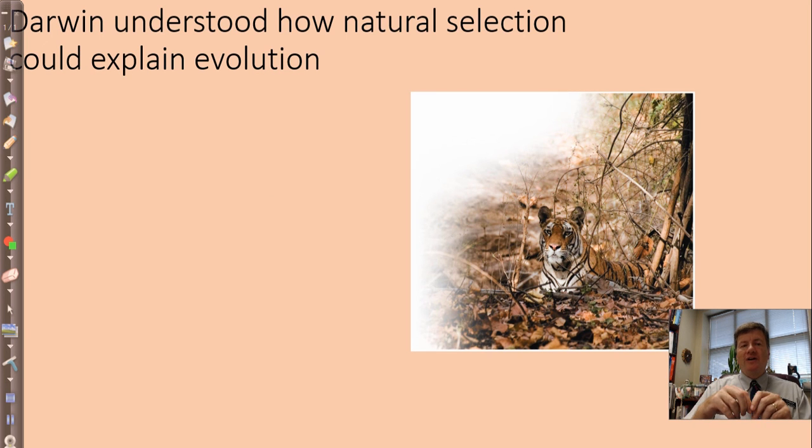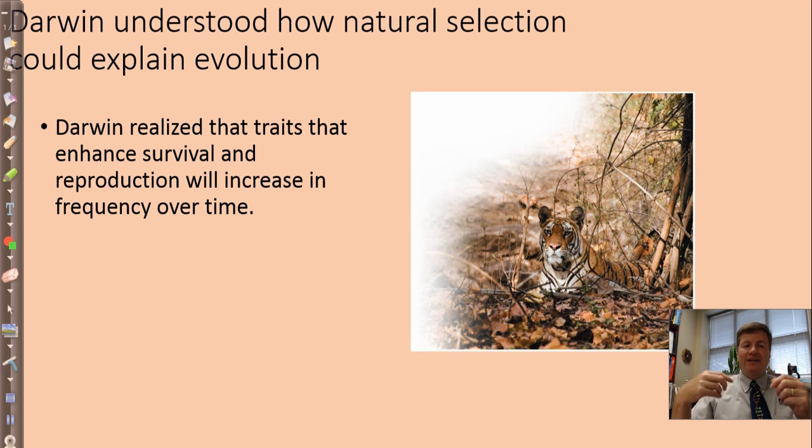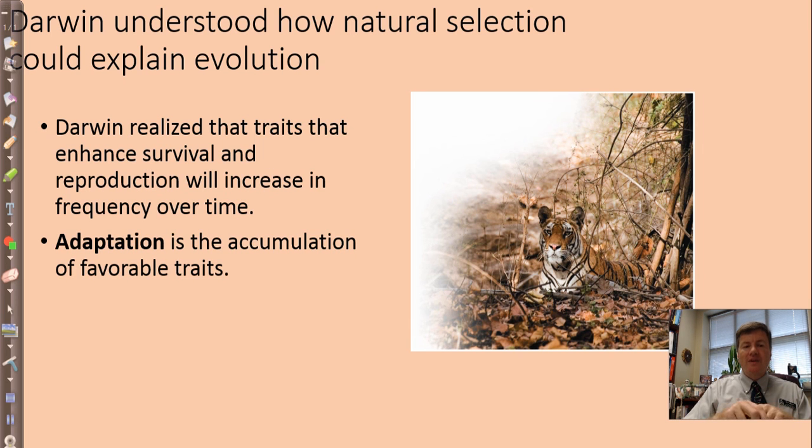So what Darwin could understand then is how natural selection could explain evolution. Darwin realized that the traits that enhance survival and reproduction are going to increase over time. If you have the better traits for that environment, and your offspring have the better traits for that environment, and their offspring have the better traits for that environment, over time we're going to see more and more and more of the better traits represented in the whole population. Adaptation is the accumulation of these favorable traits. Over time, a population becomes genetically such that it is well suited for that particular environment.